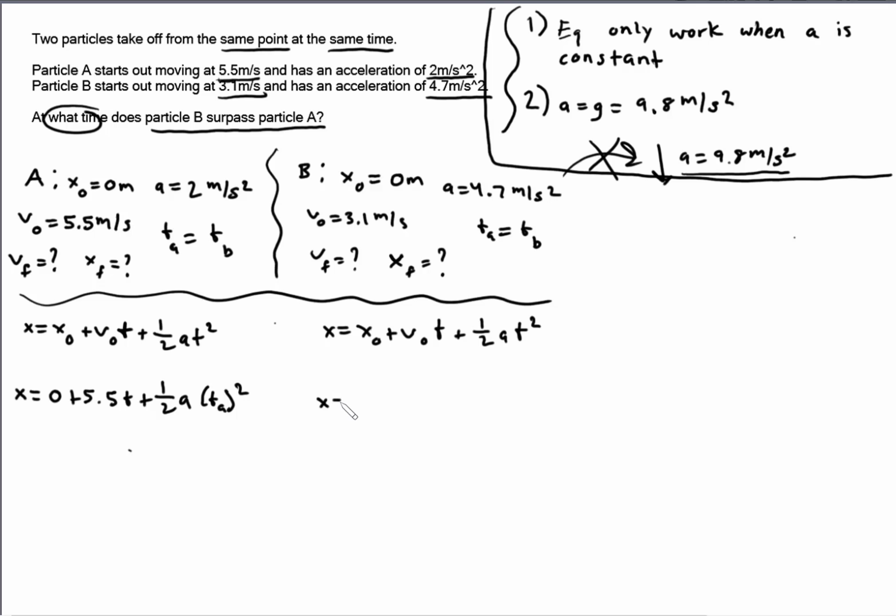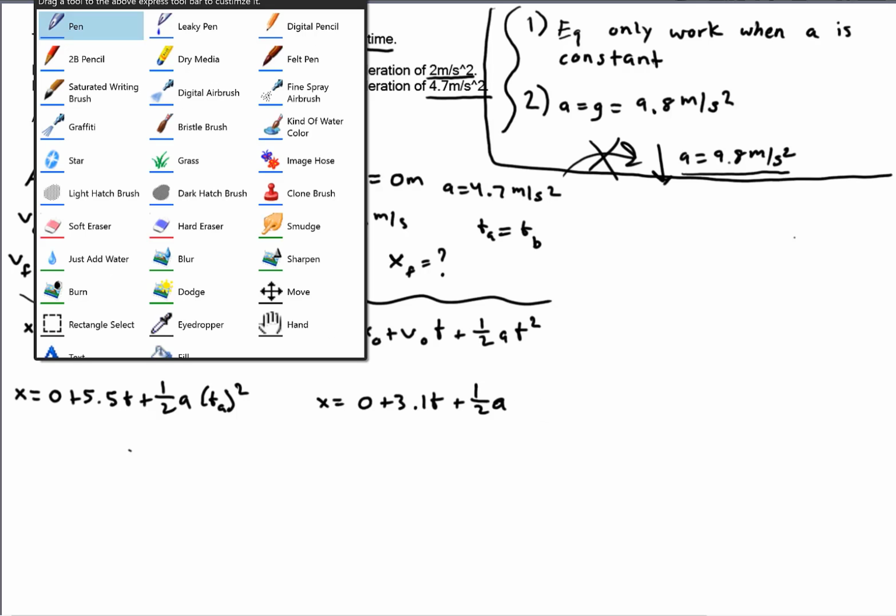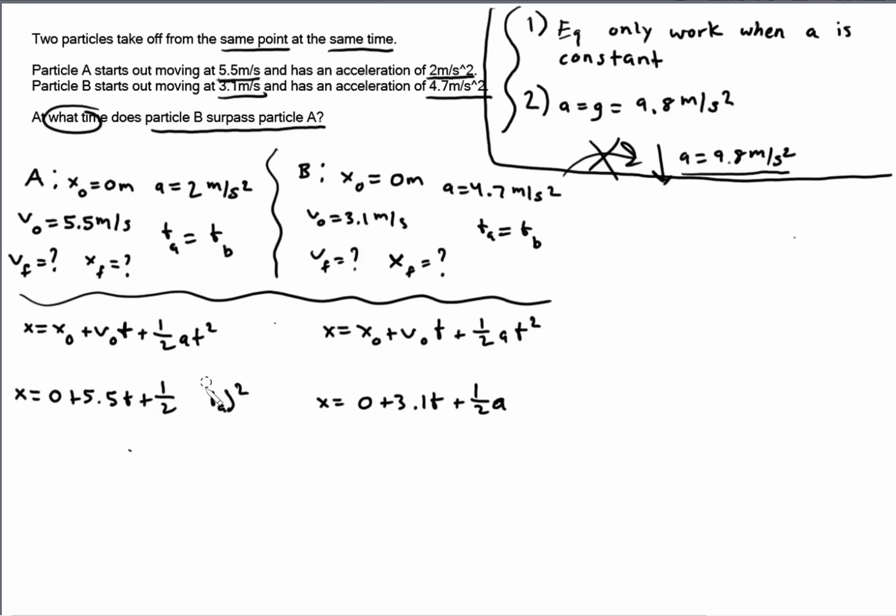And over here we'll say x is equal to 0 plus 3.1t plus 1/2, and since this is object b, actually, give me just a second, we can actually replace the accelerations that were given. So instead of using a, let me just go back and plug in those accelerations. So 1/2 times 2 times t of a squared, and over here 1/2 times 4.7 times t of b squared.